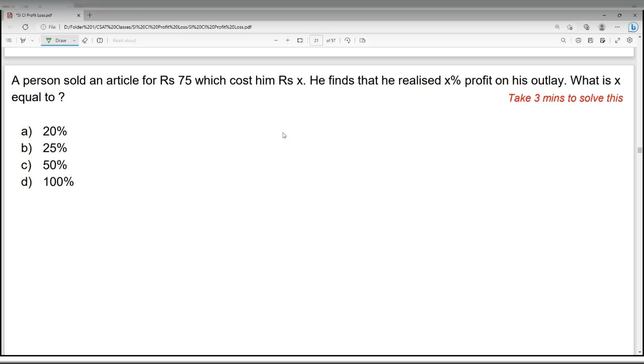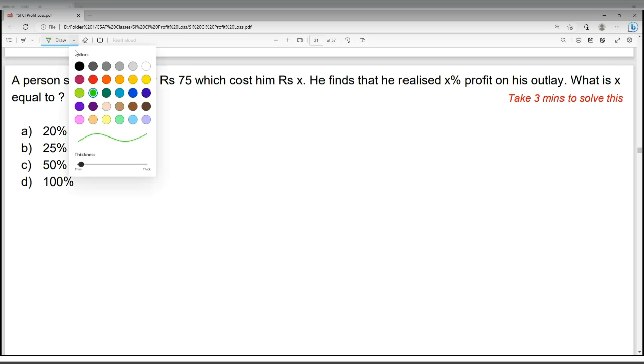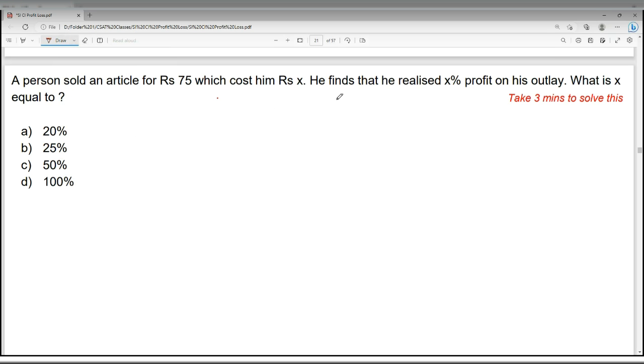So a person sold an article for 75, which cost him X. He finds that he realized X% profit on his outlay. What is X equal to? So we have profit percentage as X%, and the selling price is 75. He has sold it for 75. Cost price is X. And they're asking what is X equal to.